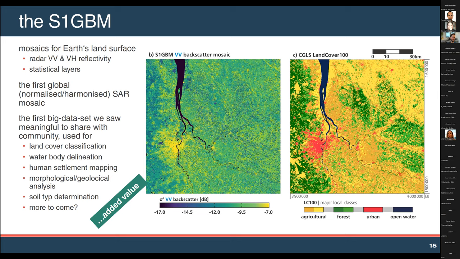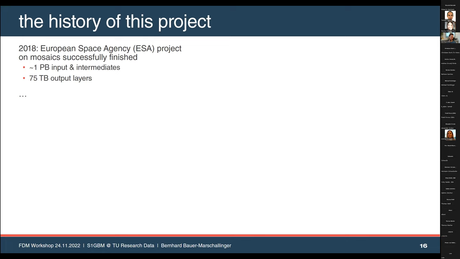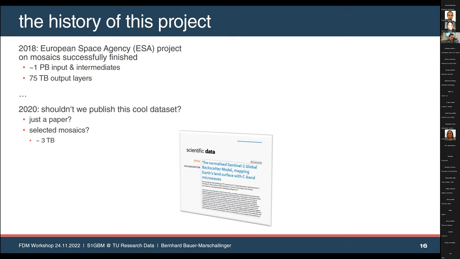So this project has some history. In 2018, it was achieved to get these big mosaics. Within this ESA project, we had one petabyte of data and effectively 75 terabytes of output layers, which was really the final result. Then in 2020, some time passed by and we thought, hey, shouldn't we publish this cool data set? Why should only we work with this? Then we should write a paper, but not just a paper; maybe also publish some of the core layers, so these mosaics. We selected the two main ones, and they are about 3 terabytes.